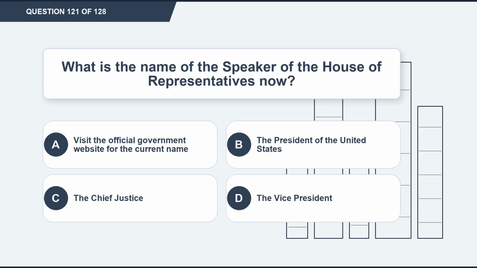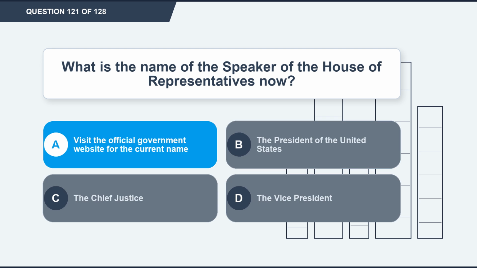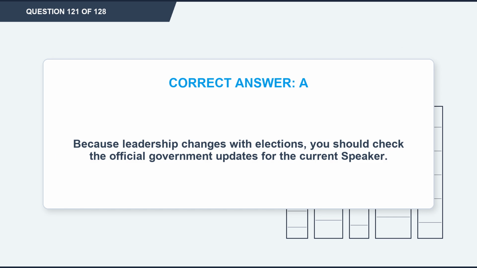Question 121. What is the name of the Speaker of the House of Representatives now? Option A, visit the official government website for the current name. Option B, the President of the United States. Option C, the Chief Justice. Option D, the Vice President. The correct answer is option A, visit the official government website for the current name. Explanation. Because leadership changes with elections, you should check the official government updates for the current speaker.